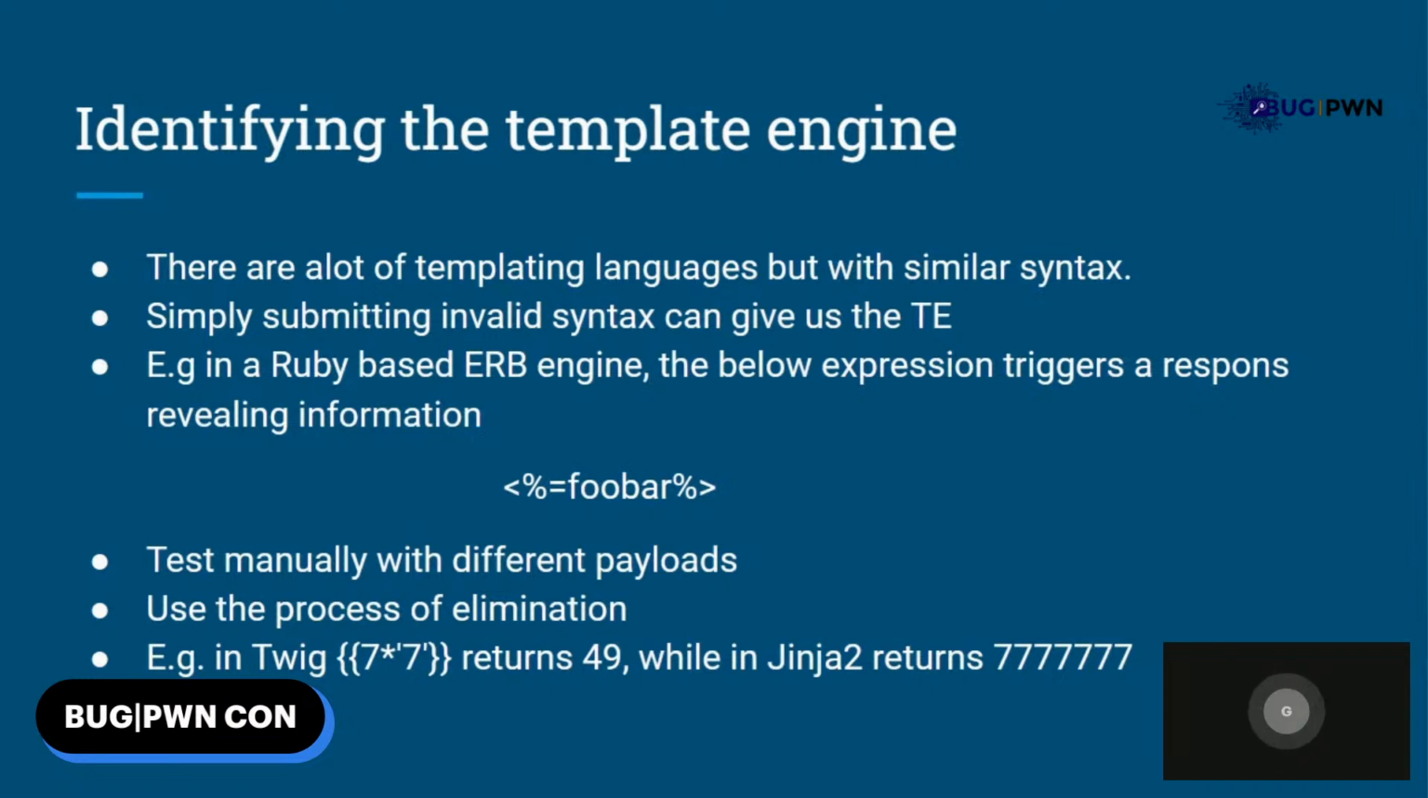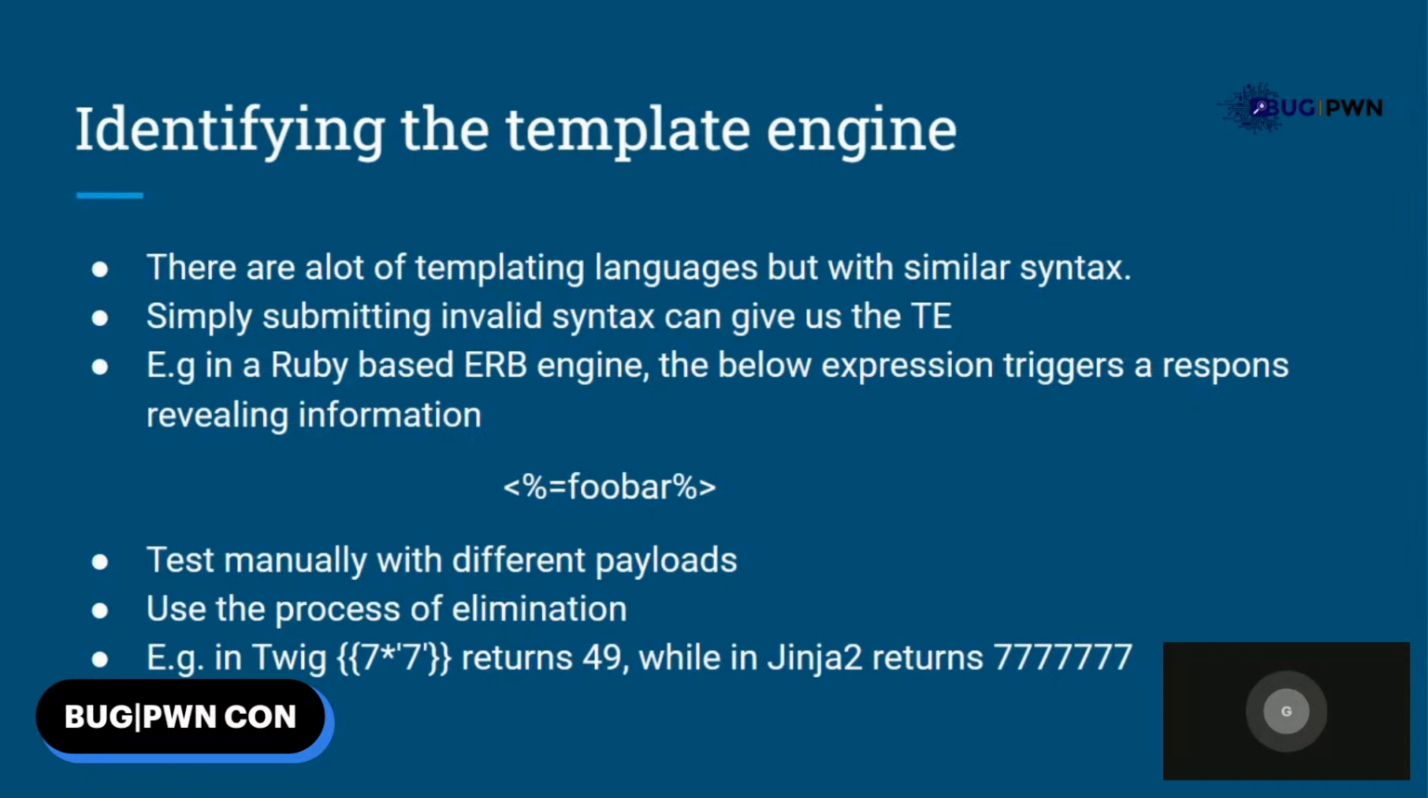Now we can actually identify the template engine by testing manually with different payloads and different types of syntax. We're going to use the process of elimination to say, okay, this doesn't work, and this works, so that we're able to determine the particular template engine being used based on the template syntax or the output it provides to us.